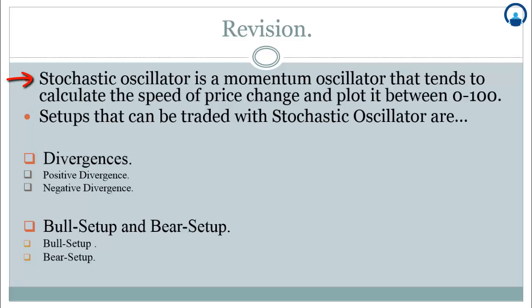to 100. Setups that can be traded with stochastic oscillator are divergences, which include positive divergence and negative divergence, and bull setup and bear setup. If you have any problem remembering these setups, you can go back into the video and learn about positive and negative divergence as well as bull and bear setup.